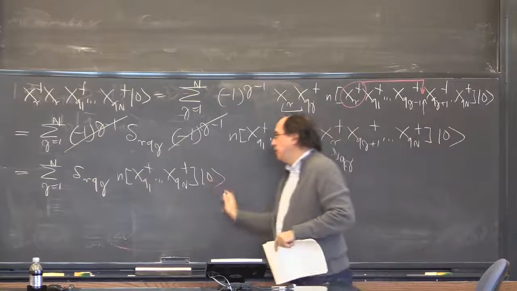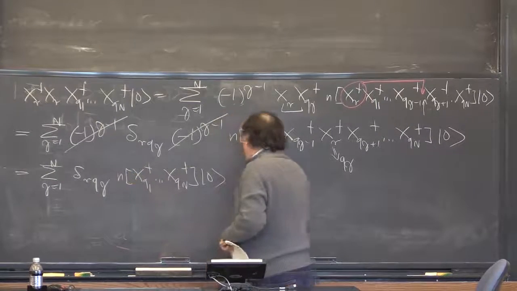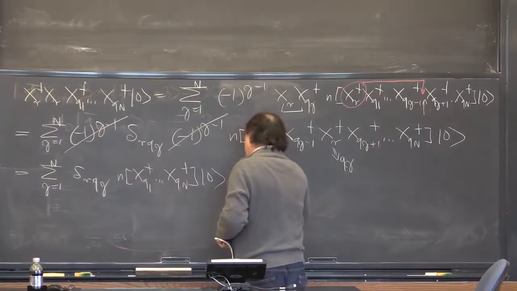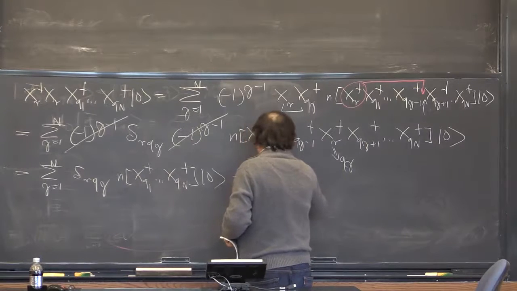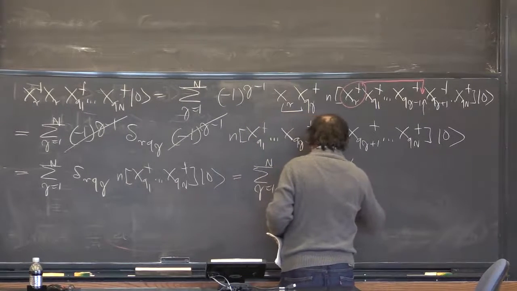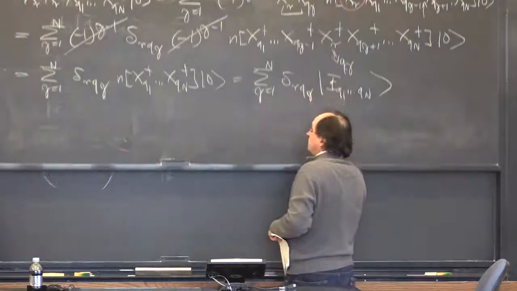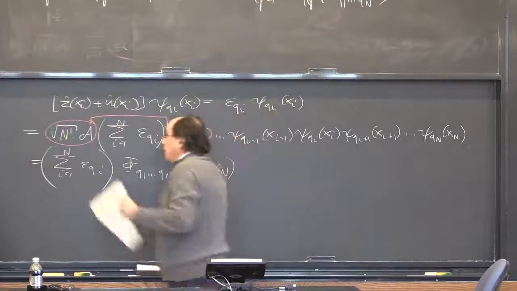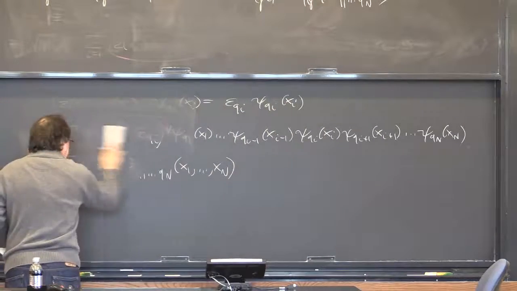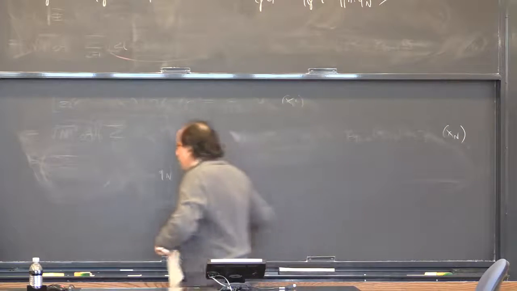But that is, of course, a Slater determinant, because I can drop the normal product, and that's a Slater determinant. So we end up with a sum over gamma from 1 to n, delta r q gamma, Slater determinant phi, q1 through qn. Well, that's nice, because now we can take this result and stick it back in our calculation of H0 acting on the determinant. So what do we get?